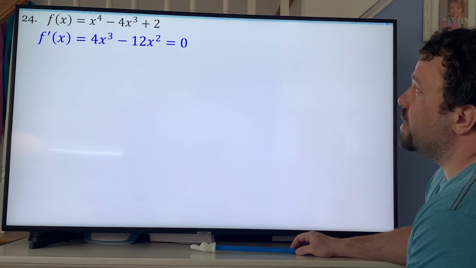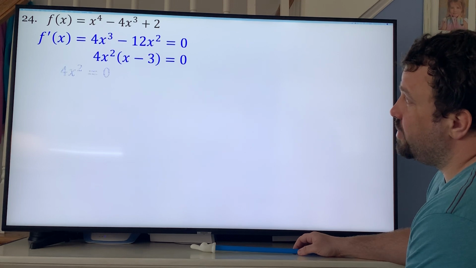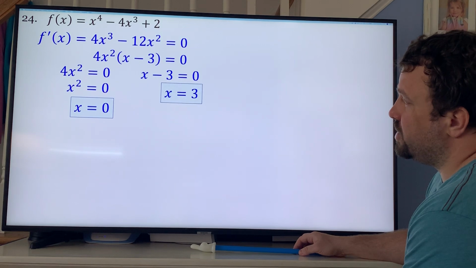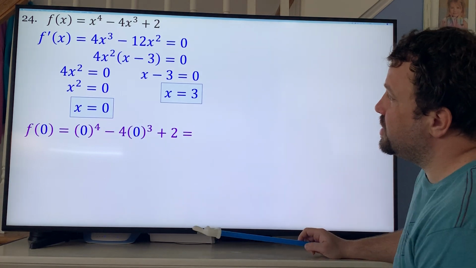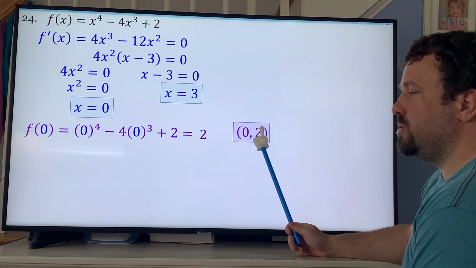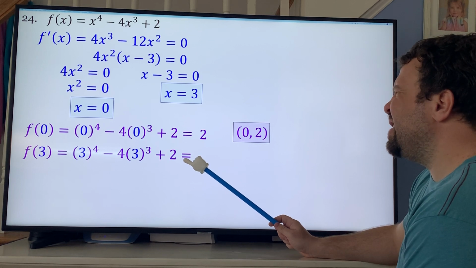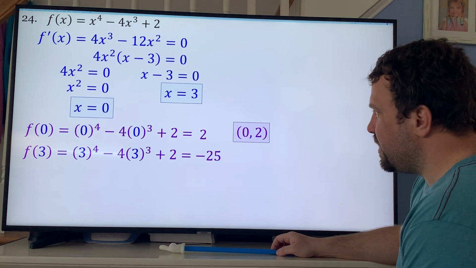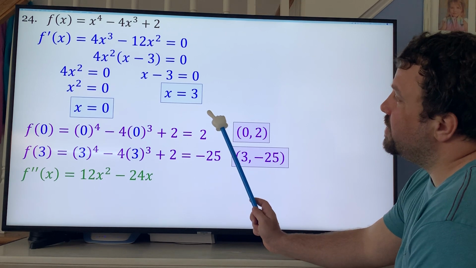Good? All right, 4x cubed minus 12x squared equals 0. You're going to take out a 4x squared. You're going to set them both equal to 0. All right, so you get x equals 0, and you get x minus 3 equals 0, x equals 3. So you have two critical numbers. You're going to take both these critical numbers and plug them into the original equation. So when I plug 0 in here, 0 minus 0 plus 2 is 2. My first point is 0, 2. I am going to plug 3 into that equation. 3 to the 4th is 81, minus 4 times 27 plus 2 is negative 25. That's my second point. And my third point here, there is none.